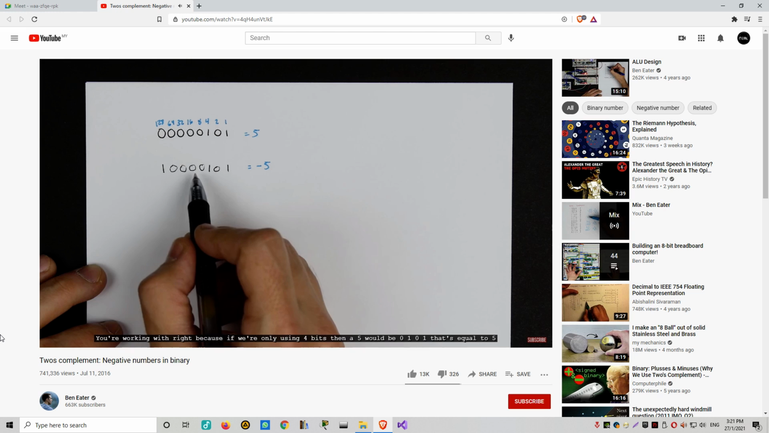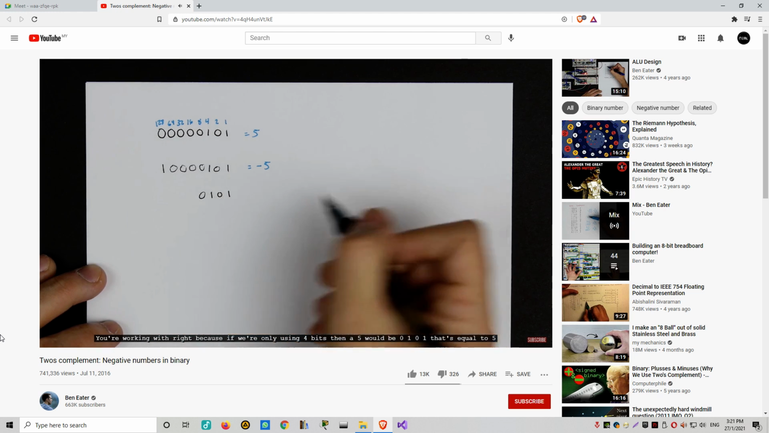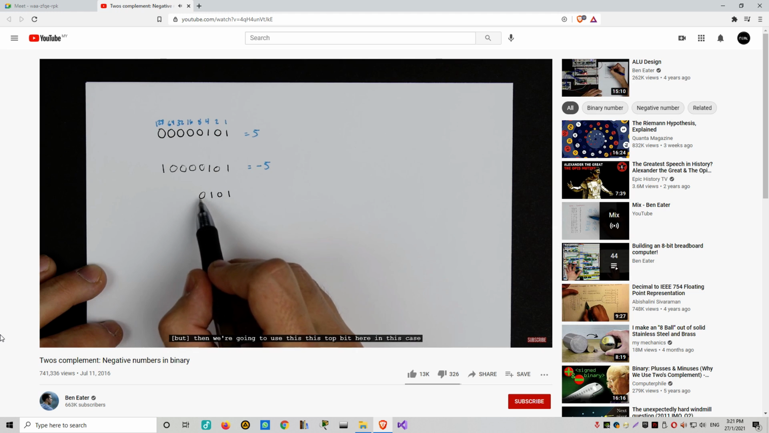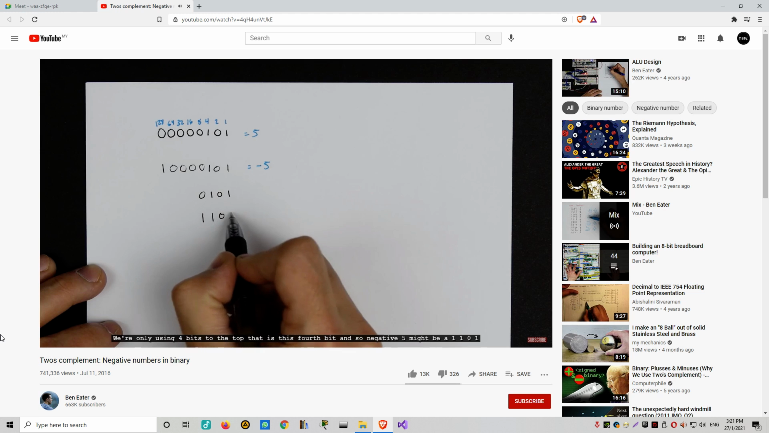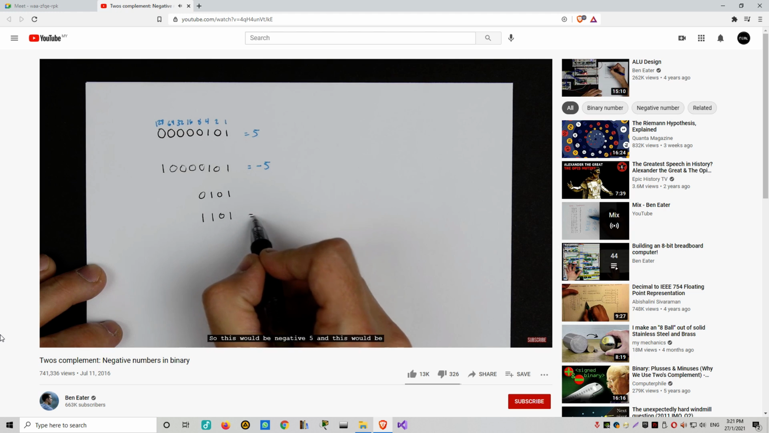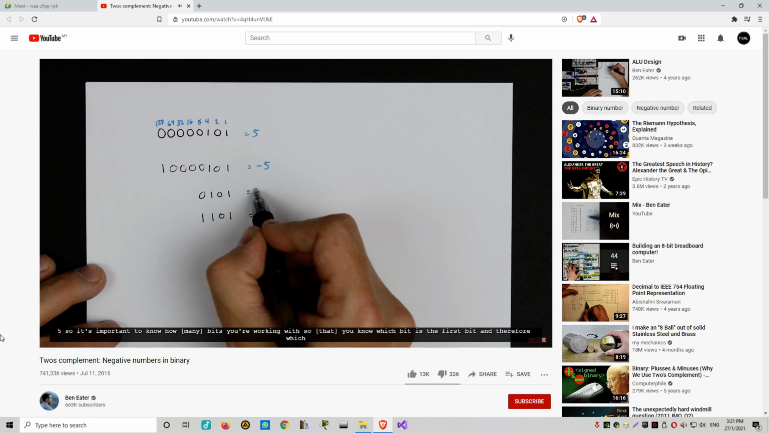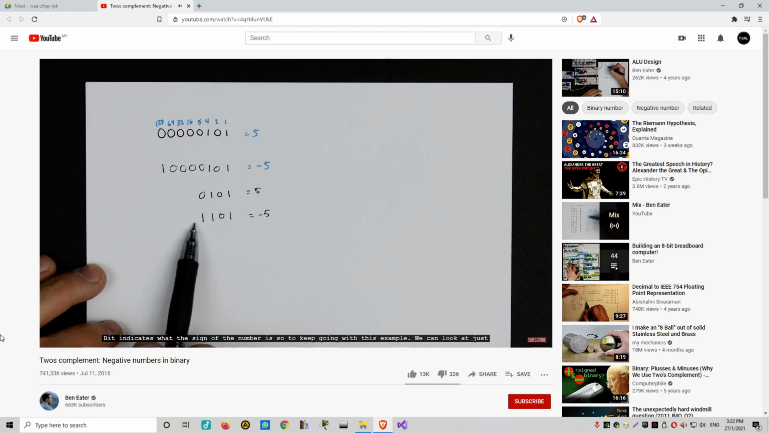Now, of course, it's important to know how many bits you're working with, right? Because if we're only using 4 bits, then a 5 would be 0, 1, 0, 1. That's equal to 5. But then we're going to use this top bit here. In this case, we're only using 4 bits, so the top bit is this 4th bit, and so a negative 5 might be a 1, 1, 0, 1. And now instead of this being the 8th place, this is actually representing the sign. So this would be negative 5, and this would be 5. So it's important to know how many bits you're working with so that you know which bit is the first bit, and therefore which bit indicates what the sign of the number is.